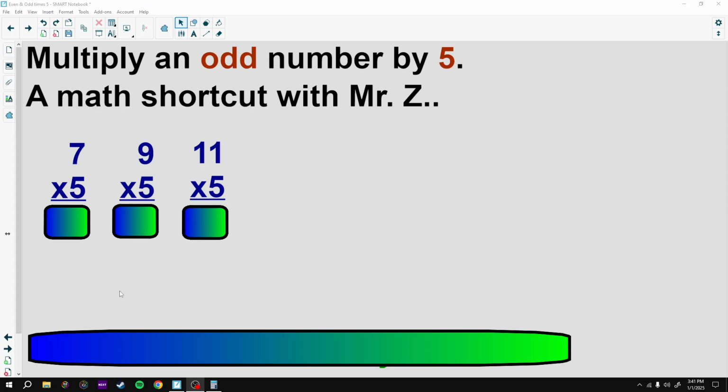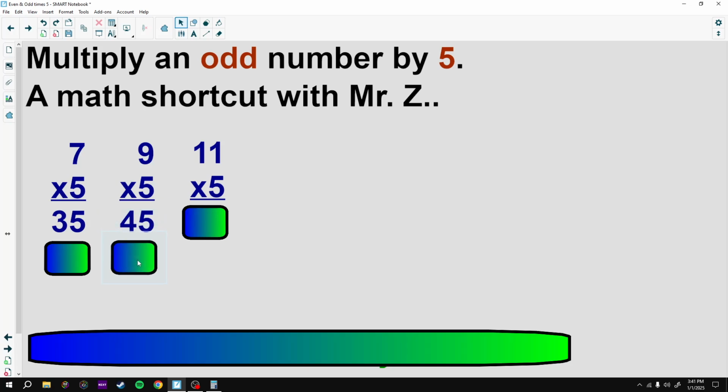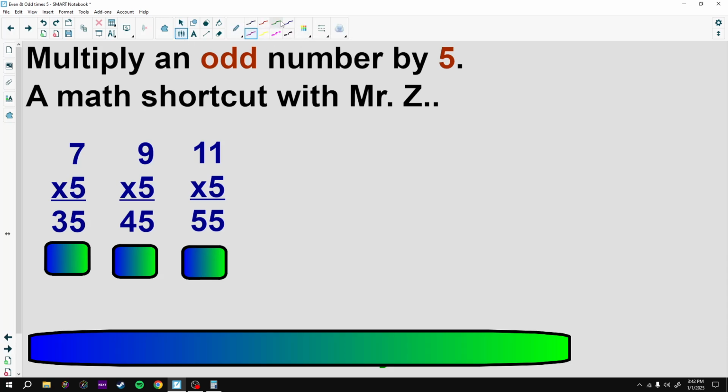All right, let's get started by reviewing some of the problems we probably already know the answer to. Do you know 7 times 5? Okay, hopefully you got 35. How about 9 times 5? Well, that's 45. And 11 times 5? There we go, 55. Now we can use these 3 easier problems to help us develop how to get the answer quickly, even if we were multiplying a large odd number by 5.